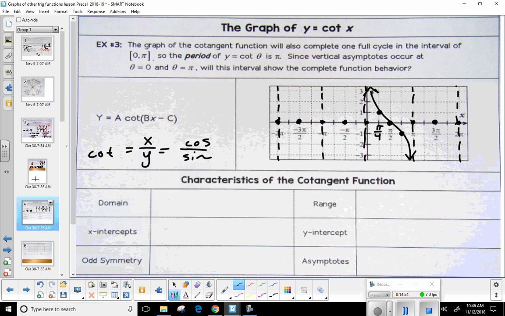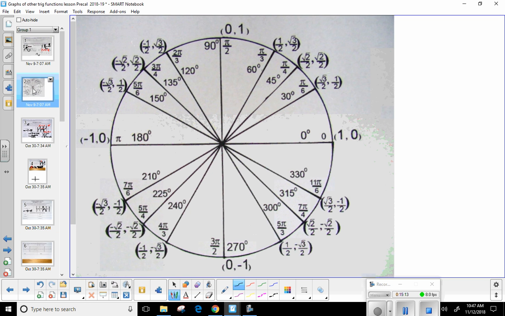So here's what cotangent looks like. Okay. Now remember those values, because I'm going to go ahead and once again relate it back to the unit circle. Okay. What's happening at 0? What does cotangent have here? It has an asymptote, right? Well, let's take a look at the unit circle.